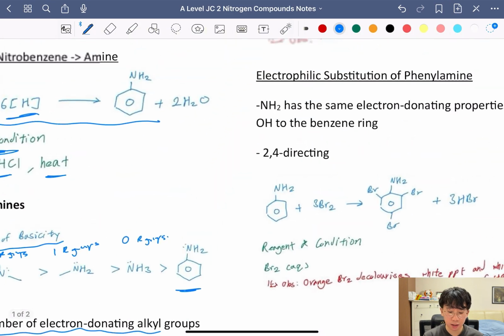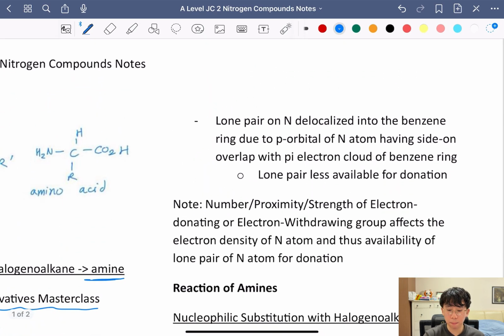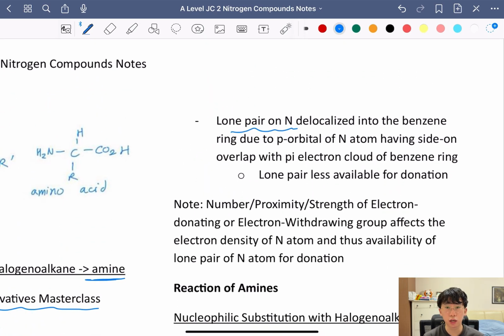So why is that? Now this is because the lone pair of your nitrogen is delocalized into the benzene ring, and therefore it's not really available for donation. So this lone pair is delocalized due to the p orbital of the N atom that is having side-on overlap with your pi electron cloud of your benzene ring. A very familiar concept that we've already covered as well in your hydroxy compounds with regards to your phenols. And this would therefore make your lone pair less available for your donation.